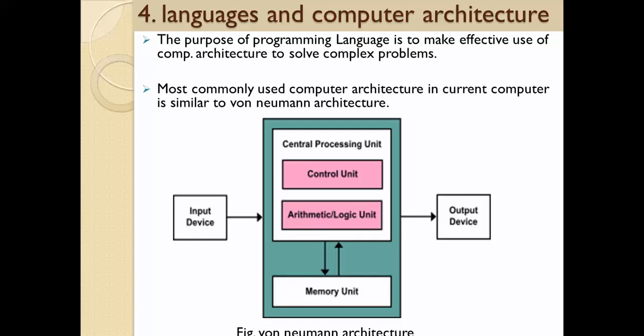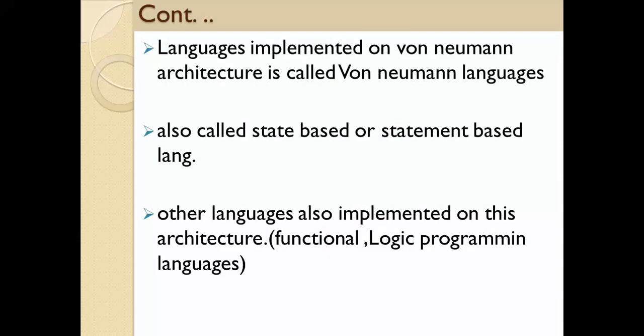Any programming language is executed on that architecture, right? The language implemented on Neumann architecture is called a Neumann language, for example C, C++, Java. These languages are executed on the computer architecture, so we can say that these languages are Neumann languages, also called state based or statement based programming languages.